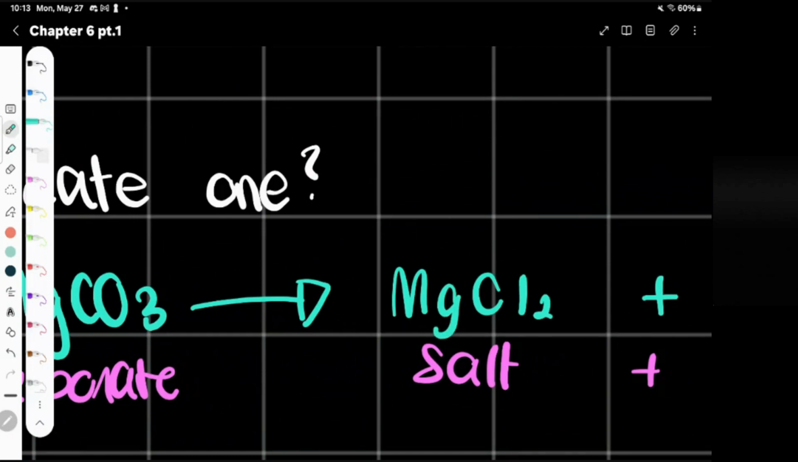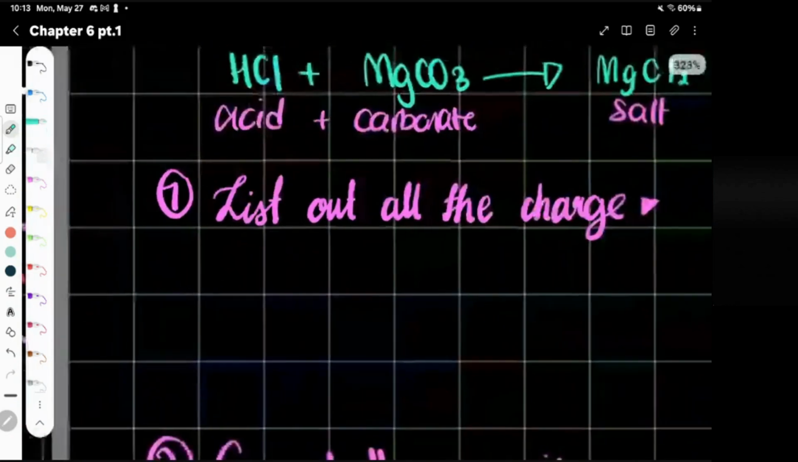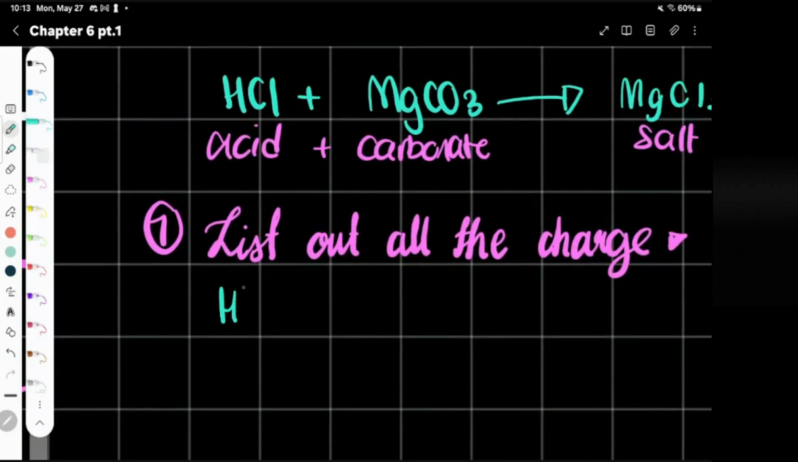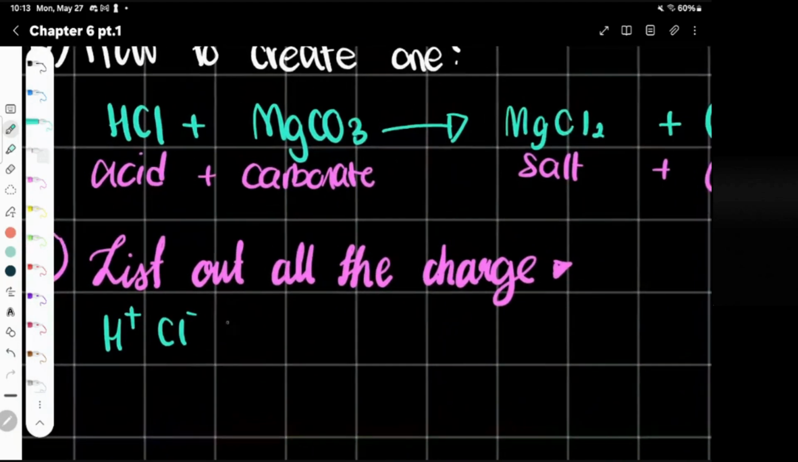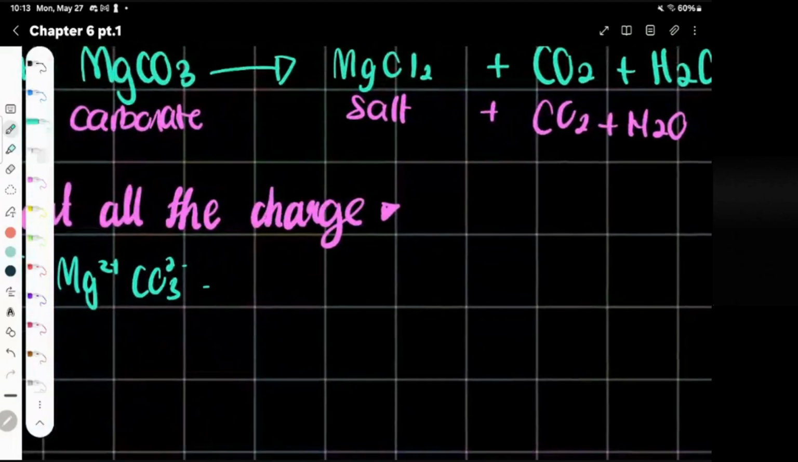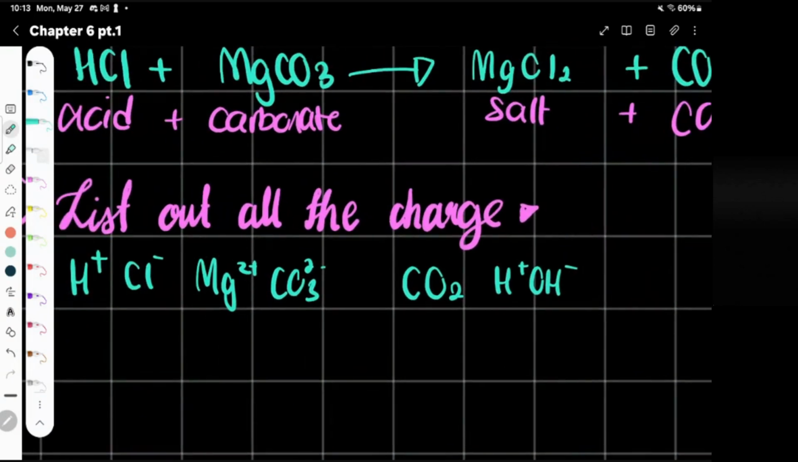Okay lah. If you don't know why, let's do the manual way again. So let's list out all the charge. So H, if you HCl, right, if you were to break it down, it becomes H plus and Cl minus, right? So if you were to break this down, it becomes Mg2 plus and CO3 2 minus. Okay. And then if you were to break these two down, you are just left with CO2, I'm just going to write CO2, and then also H plus and OH minus.